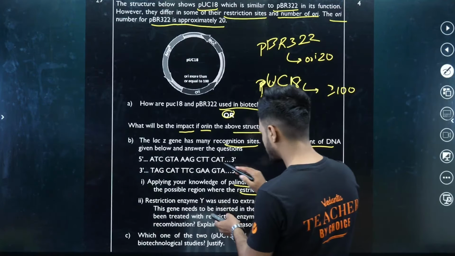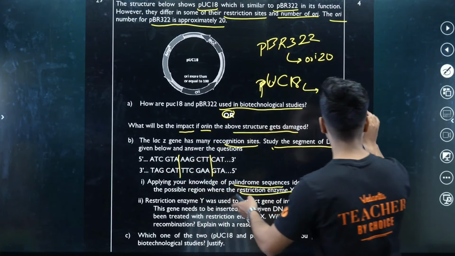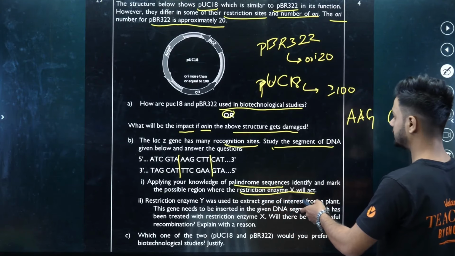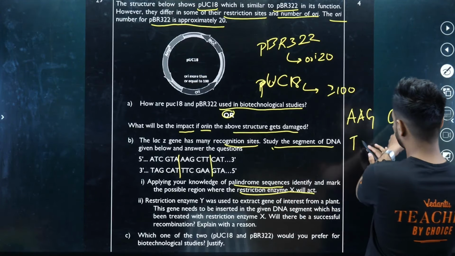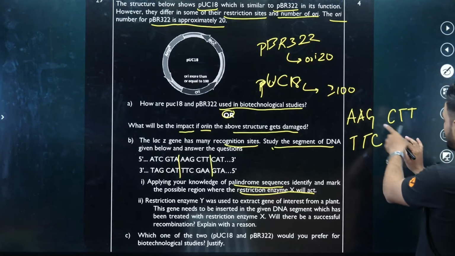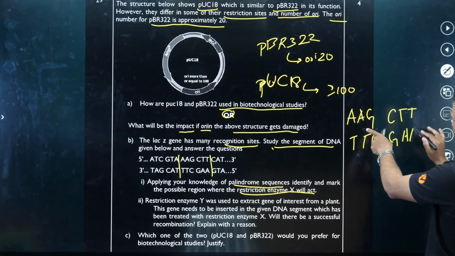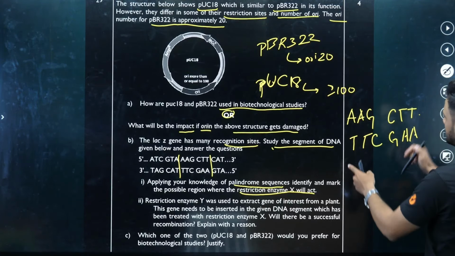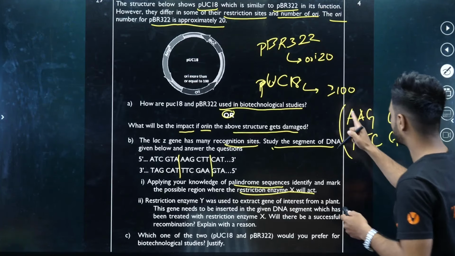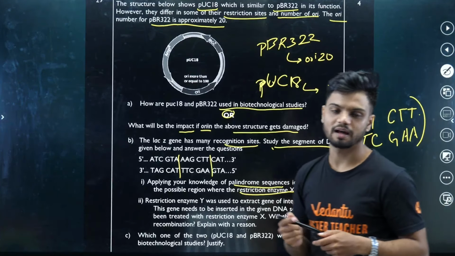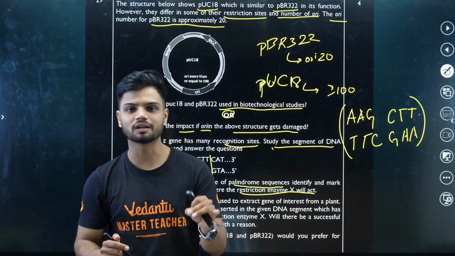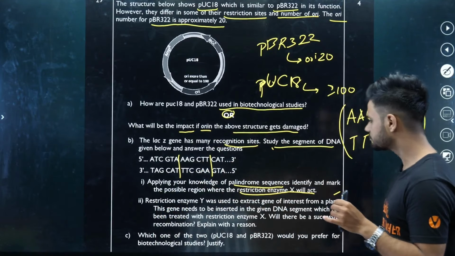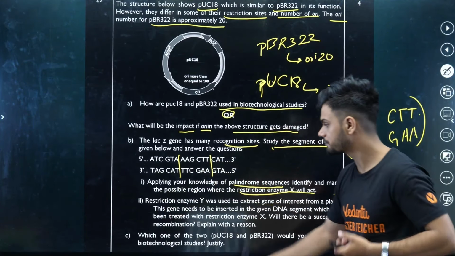If you notice here, can you see? Let me write it down for you. A-A-G-C-T-T-T-T-C. Then we have G-A-A. So A-A-G-A-G. Then we have C-T-T-T-T. Can you see? This is a palindrome sequence. If you read from here or from here, the same sequence will be there. And this is where the enzyme X will cut in this particular segment of DNA. Done? Now, option number B, very important.